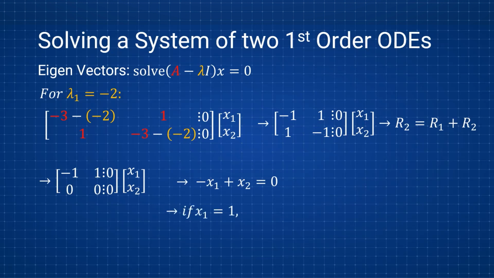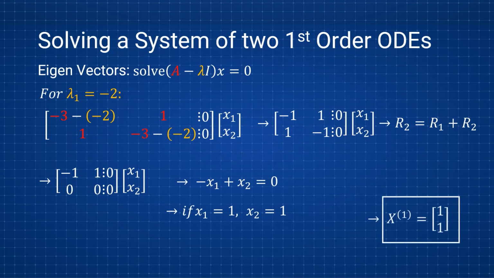Let's assume that x1 was 1, right? That's what we always do. Assume that x1 is 1. We always want to start with the simplest value. So if we assume that x1 is equal to 1, and then after we rearrange things, we're going to end up with x2 also equal to 1.